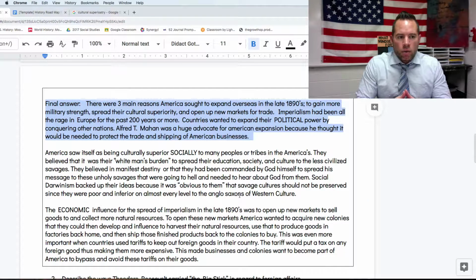Imperialism had been all the rage in Europe for the past 200 years or more. Countries wanted to expand their political power, so I'm referencing that GEOPERSIA, I put it in all caps, by conquering other nations. Alfred T. Mahan was a huge advocate for American expansion because he thought it would be needed to protect the trade and shipping of American businesses. That's the key point there.